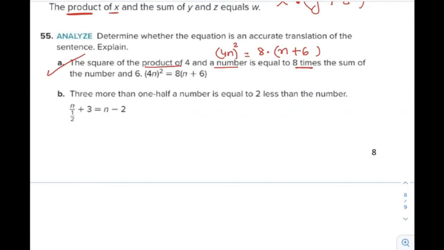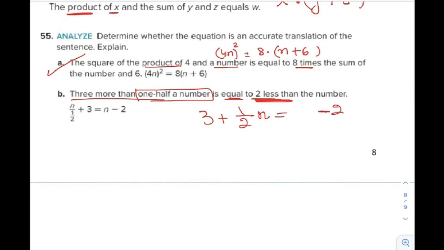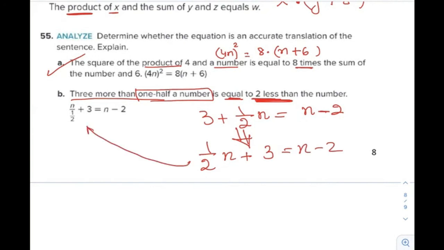Let's see the other one. 3 more than 1/2 a number. If you write 1/2 a number, so we will say 1/2 times a number is equal to 2 less than, which is coming after less than the number. Of course this one we can write the other way. We can write it this way because more than can be from this side or from the other side. It's equal to this one, but it's not equal to the expression he is talking about here. He wrote it as division, not multiplication.